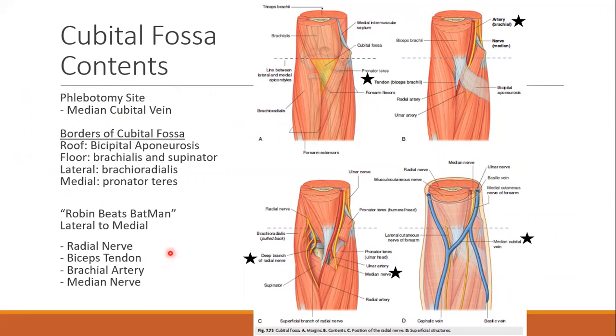Now, you're going to need to know the contents of your cubital fossa. When I was memorizing them, I made up the mnemonic Robin beats Batman, and this is lateral to medial. So Robin standing for radial nerve, beats standing for biceps tendon, bat standing for brachial artery, and then man standing for median nerve. Robin beats Batman. Radial nerve, biceps tendon, brachial artery, median nerve.